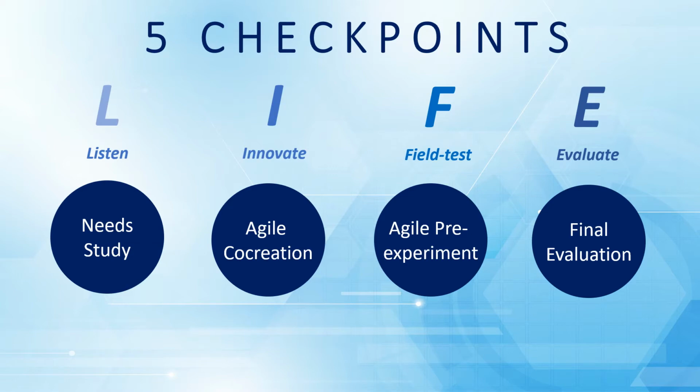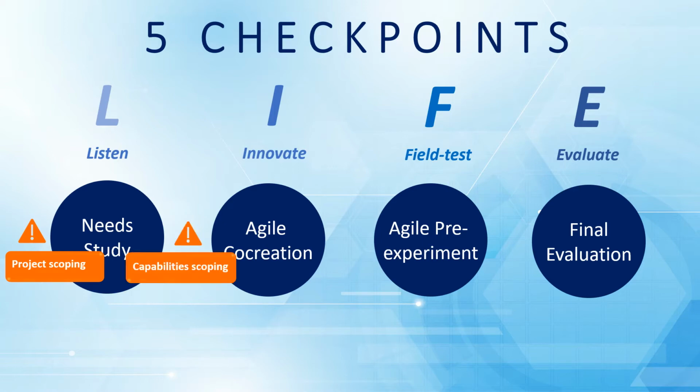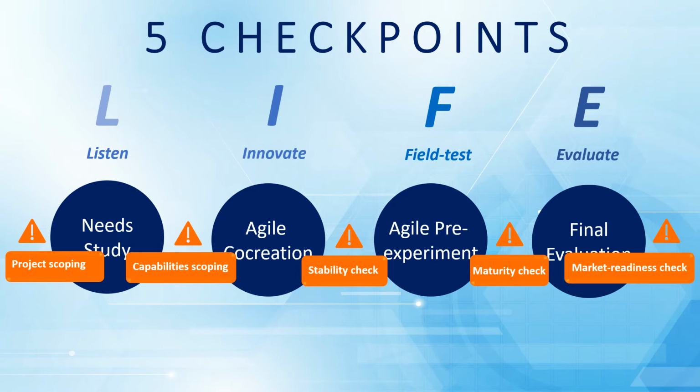When we go from one phase to another, we have to make sure that we're ready for that. That's why this methodology also has 5 checkpoints. The first checkpoint is at the beginning of your project, the project scoping. Then a capability scoping before entering agile co-creation. A stability check before entering agile pre-experiment, and a maturity check before entering the final evaluation. At the end of your project, you have to do a market readiness check.